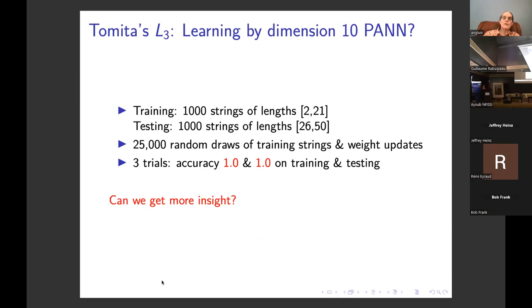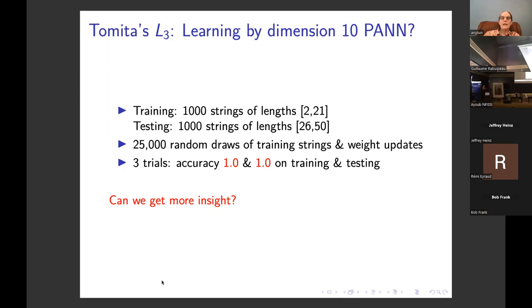So we take a dimension 10 PAN and training strings of lengths 2 to 21, so it's got short strings in it, 1,000 of them, and testing strings of a strictly disjoint set of lengths 26 to 50, also 1,000, and they're equally divided between positive and negative strings.